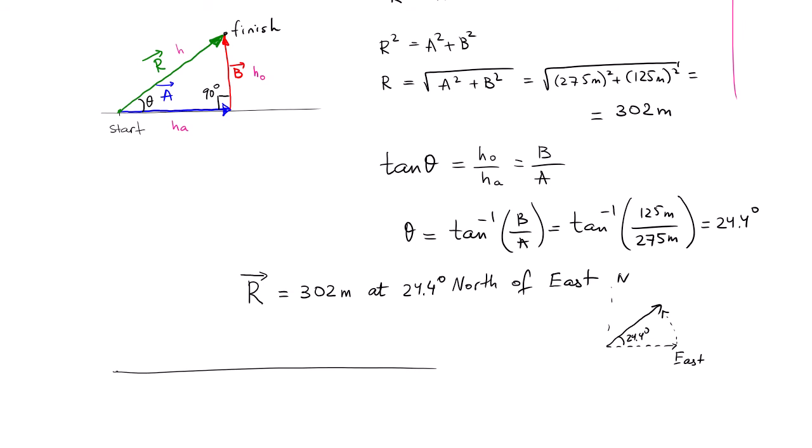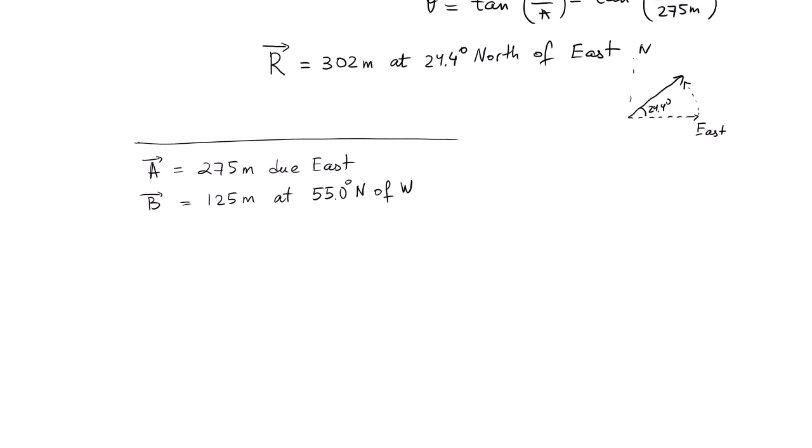Now, what if the two vectors to be added are not perpendicular to each other? Let's say vector A is still going due east, 275 meters, but vector B is 125 meters in direction of 55 degrees north of west.